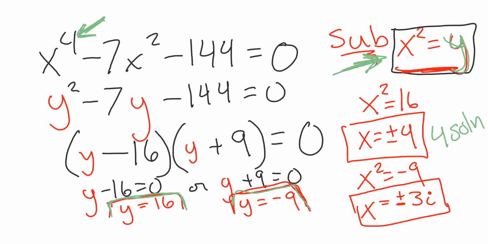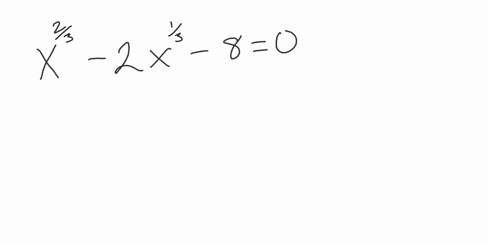Let's do one more substitution while we're here on the substitution methods. So definitely this guy, just notice that pattern. We had something to the 4th, something squared, and a constant term. So it's very easy to substitute in that our x squared is our dummy variable. Here's one that's just a little bit harder to see. We've got x to the 2/3 power minus 2x to the 1/3 power minus 8 equals 0. This is another substitution situation.